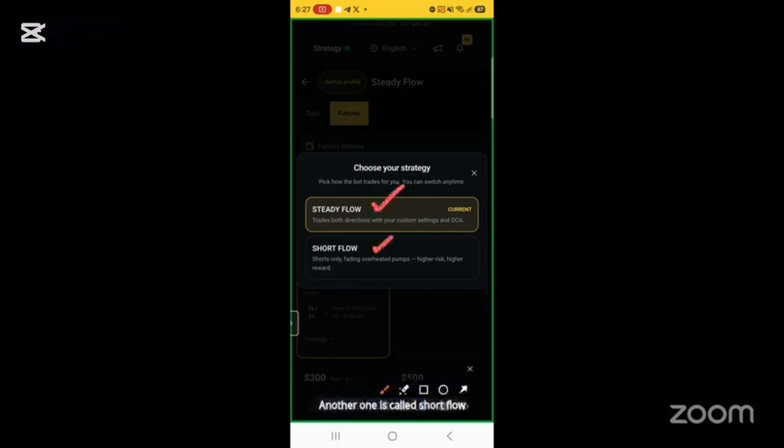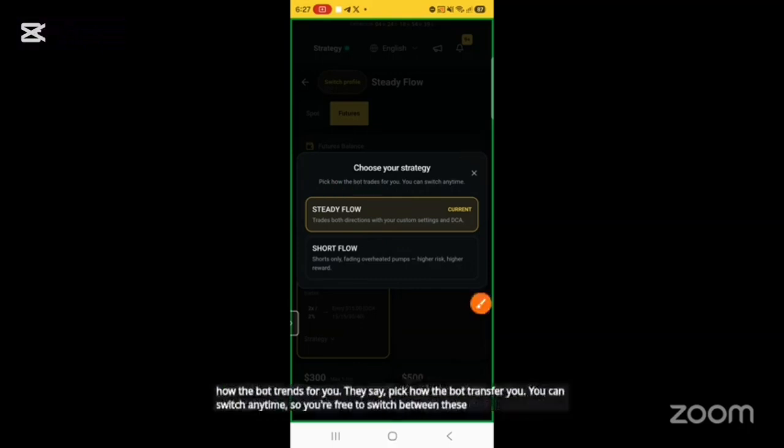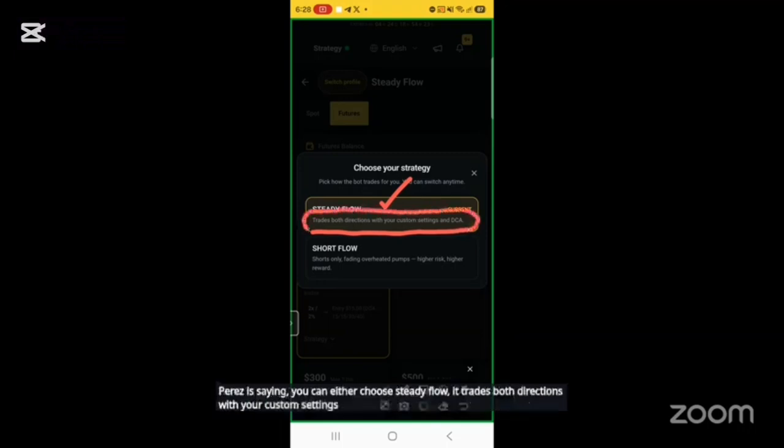They are saying, choose your strategy. Pick how the bot trades for you. You can switch anytime, so you're free to switch between these strategies at any time. You can either choose Steady Flow. It trades both directions with your custom settings and DCA.